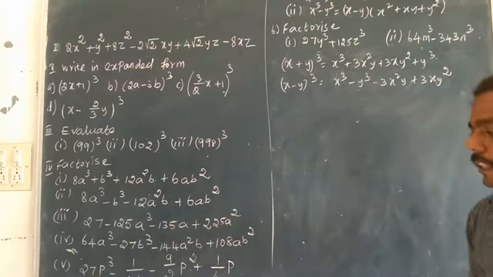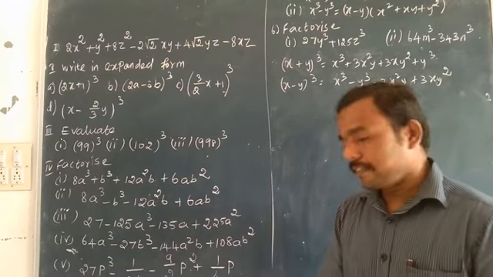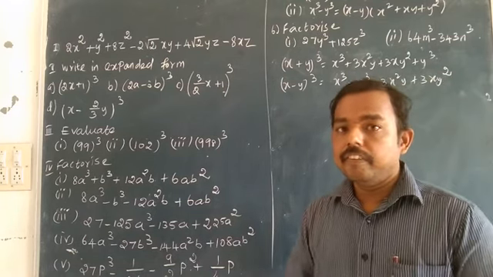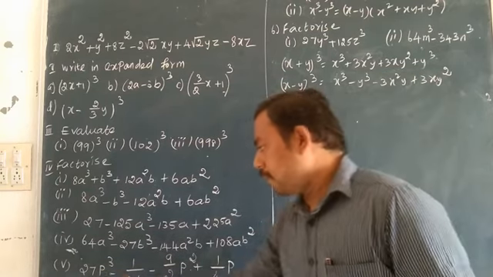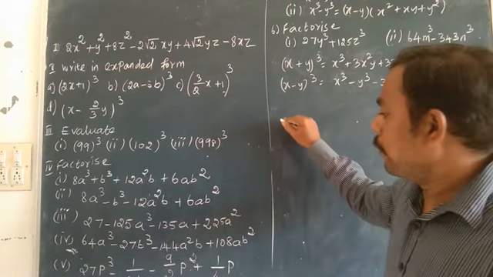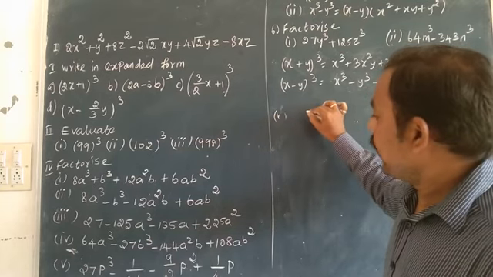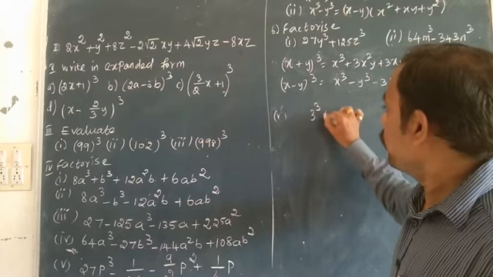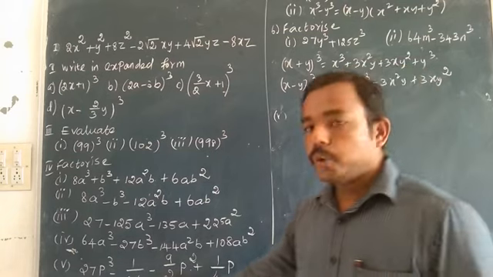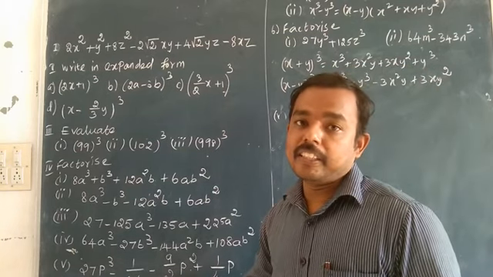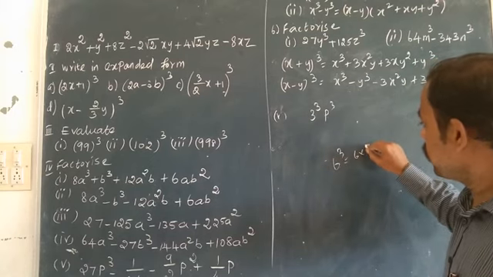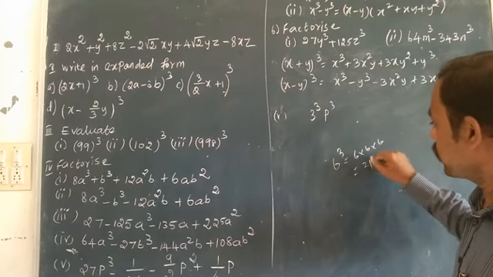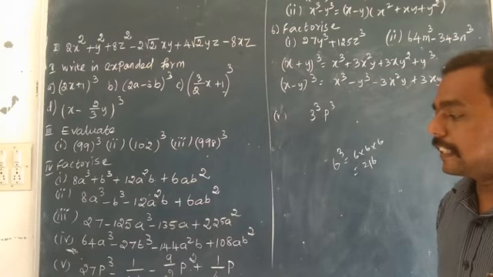Now come to the next problem. It's important because of division we confuse it. Anyway, we are going to use the identity carefully. 27b power 3. 27 is a perfect cube number, so we can write 27 as 3 power 3 and b power 3. Next 216. It's a perfect cube number. 6 into 6 into 6 is 216, so we can write 216 as 6 power 3.